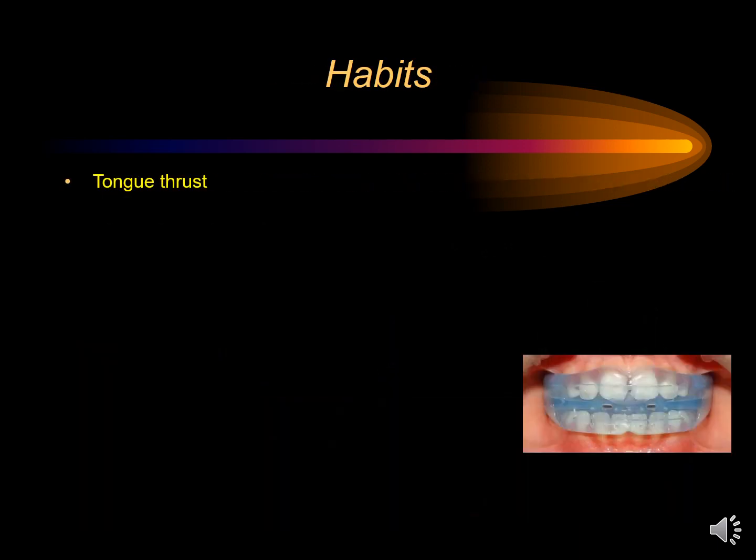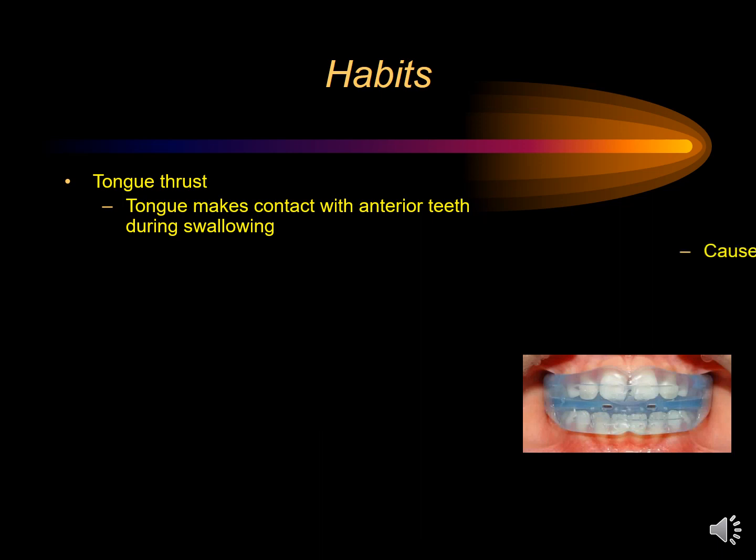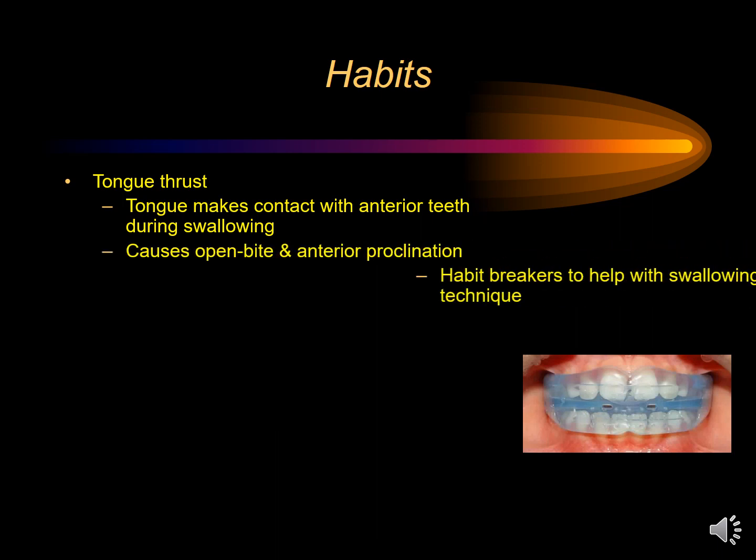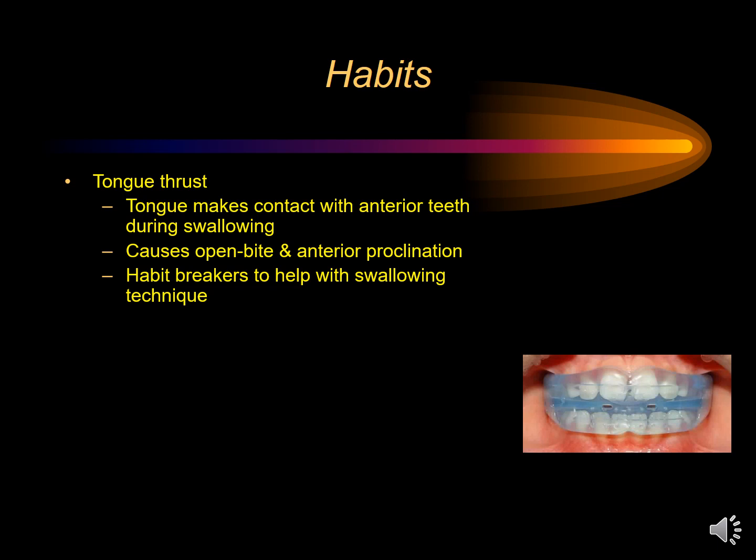Okay, now tongue thrust habits. In a tongue thrust habit, the tongue makes contact with the anterior teeth during swallowing, causing open bite and anterior proclination. Habit breakers help with the swallowing technique.